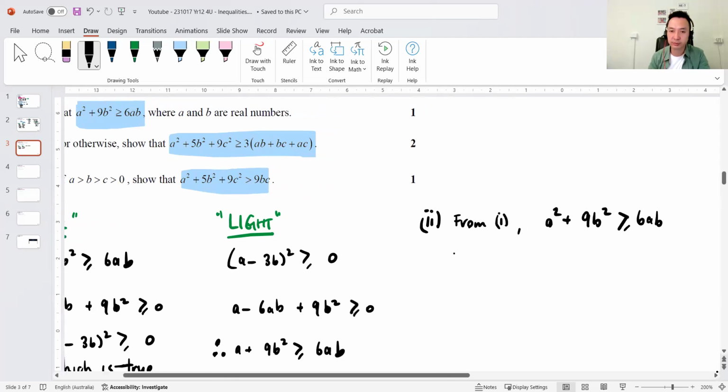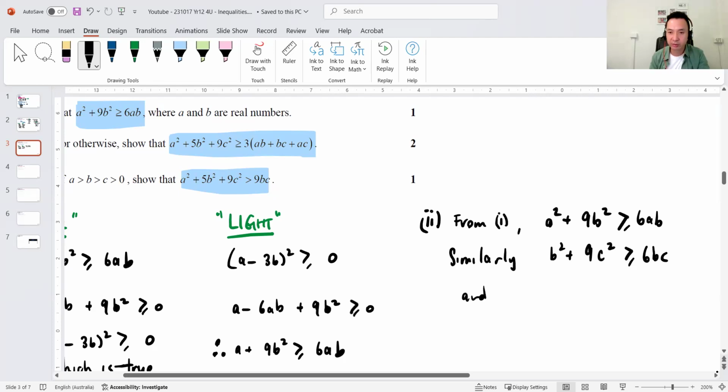Yeah, similarly, b squared plus 9c squared. Now, I want 9c squared there, right? I can see it there, 9c squared. It's greater than or equal to 6bc. Now, I probably don't want, now what don't I want? So I'm missing, I've done A and B, I've done B and C, I'm missing A and C, right?